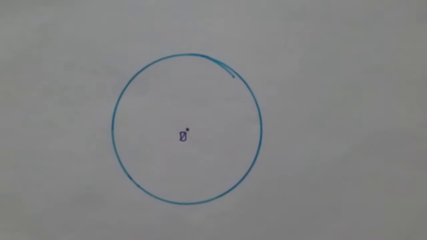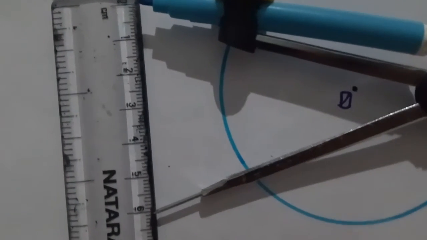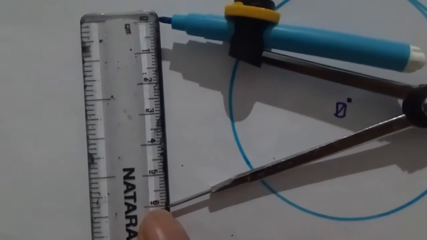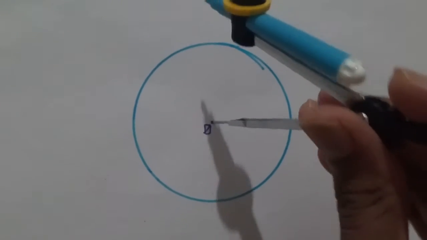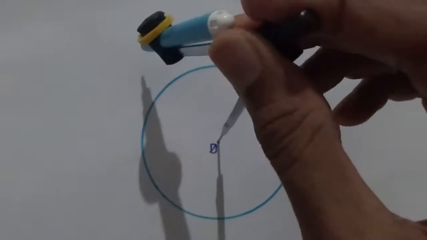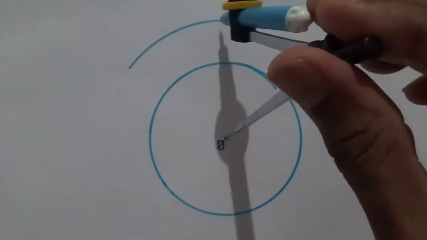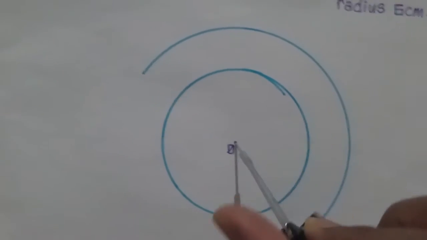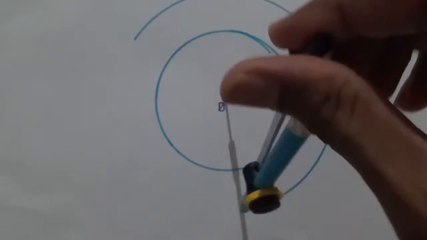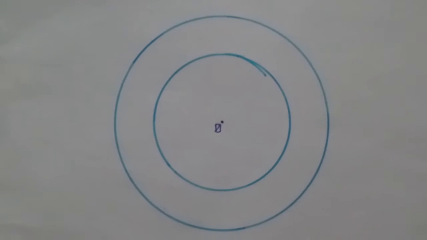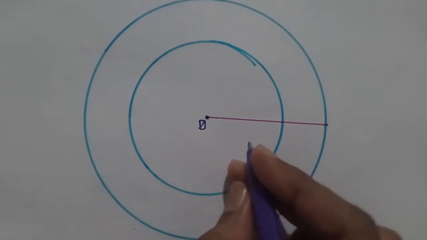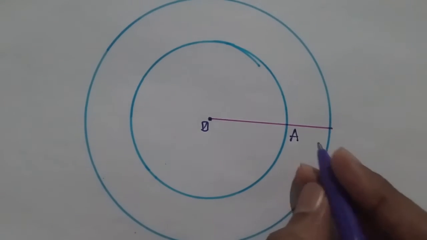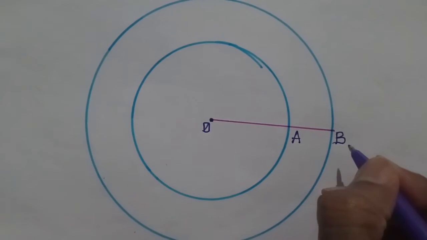Again draw a circle with a radius of 6 cm, which is concentric to the first circle. This is the 6 cm radius. The smaller circle radius I am writing here as A, and the bigger circle radius I am writing as B.